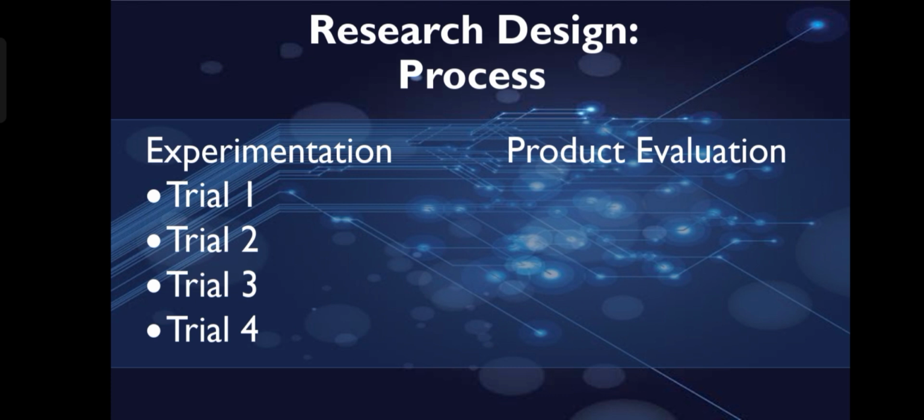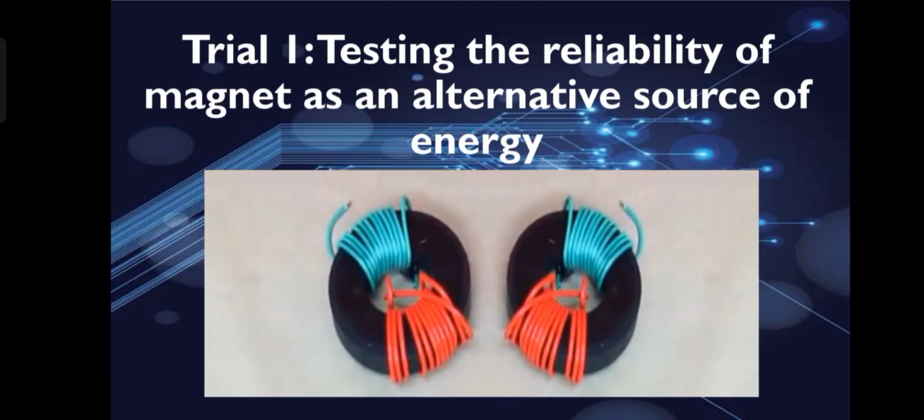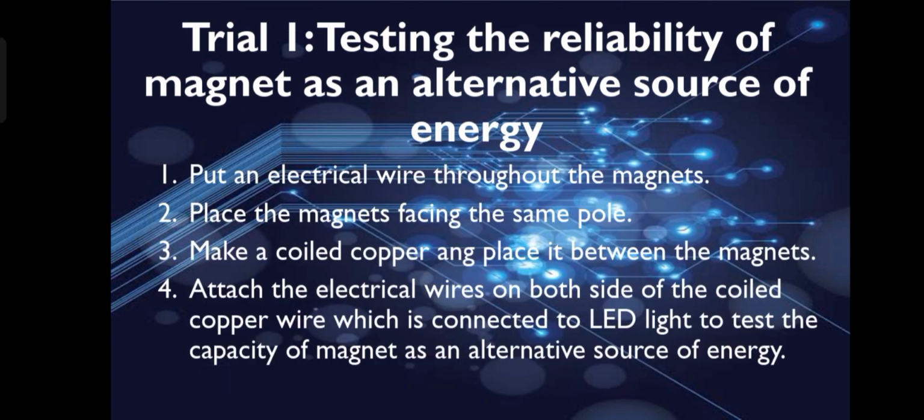So the research design process, there are 4 trials which are the part of experimentation. The trial 1 is testing the reliability of the magnet as the alternative source of energy. So this trial is testing the reliability of the magnet as an alternative source of energy.